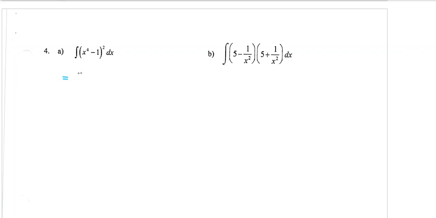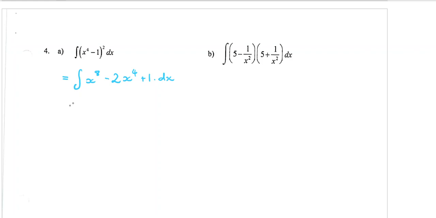So to expand that out, I'm going to do the short method expansion here. x to the 4 times x to the 4 makes x to the 8. Then you have to double your middle. So x to the 4 times minus 1 is minus x to the 4, but doubled is minus 2x to the 4. And then minus 1 times minus 1 is a plus 1 dx. So I'm expanding that quadratic out using the short method of expanding. You can always put two brackets next to each other and do a full FOIL if you're worried.